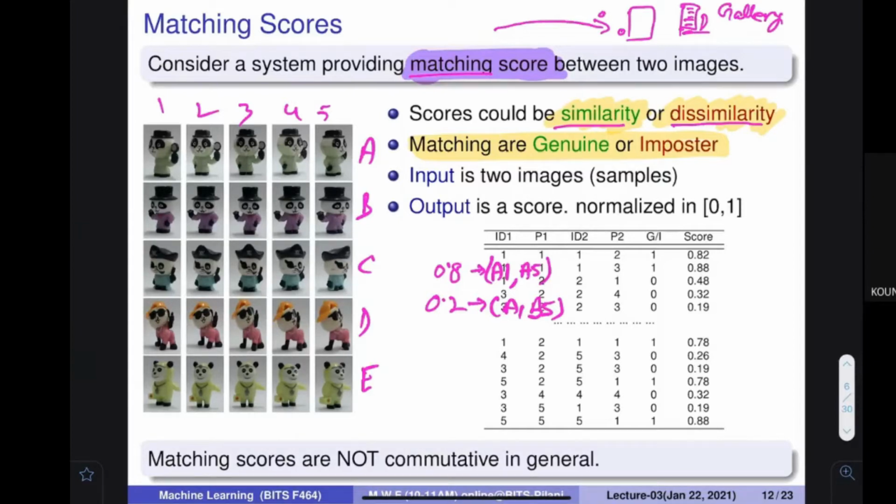I want to tell you that A1 is matched with A5, and as you have seen, this was the score. If I ask you what is the matching score of A5 and A1, what is this? Can anybody tell? What is this score? 0.8? No, it could be anything. 0.6, 0.82. It may not be the same. So please note that the scores are not commutative. In general, they are not commutative until something special is applied.